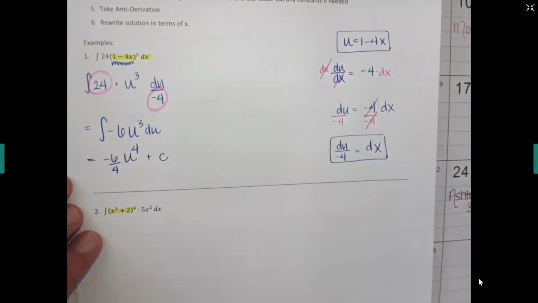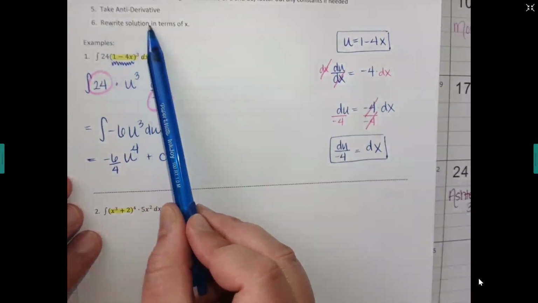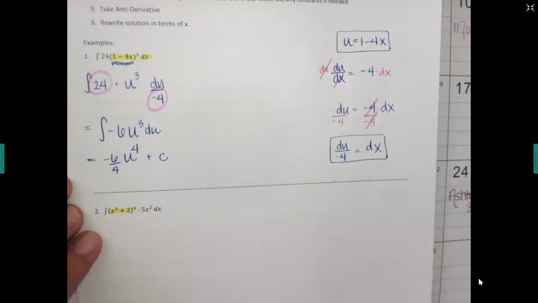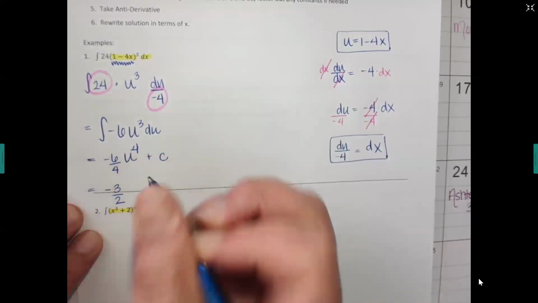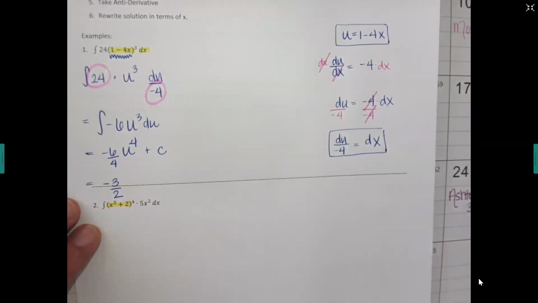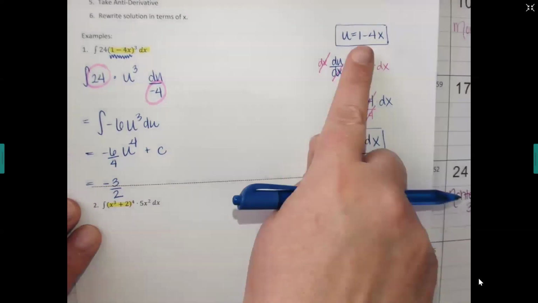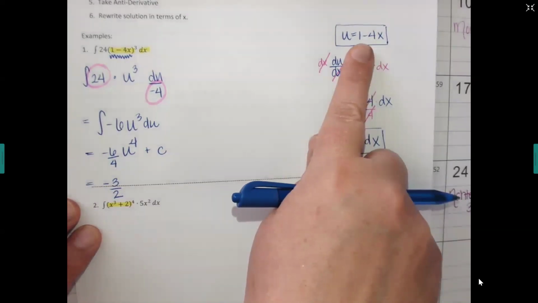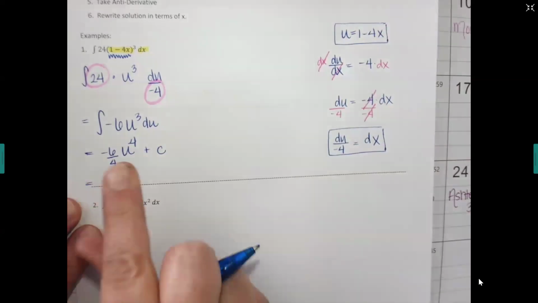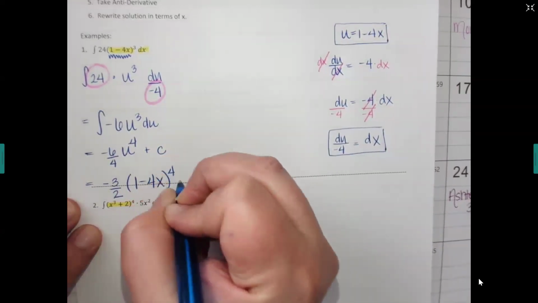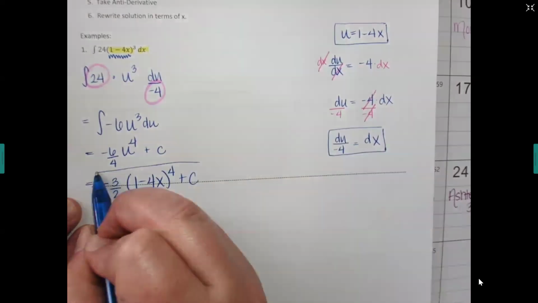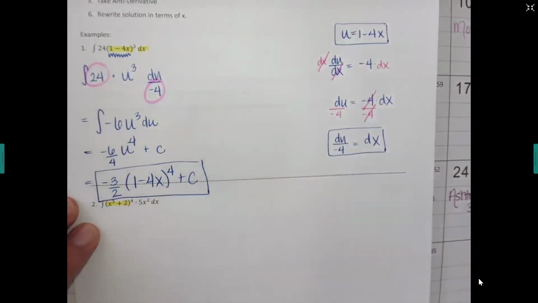And then in your very last step, you're going to rewrite it back into terms of x. So this would be -3 over 2, just because I'm going to reduce the 6/4. And then instead of my u, I'm going to plug the 1 minus 4x back in. So if it's u to the 4, now it's (1 minus 4x) to the 4 plus c. Okay?